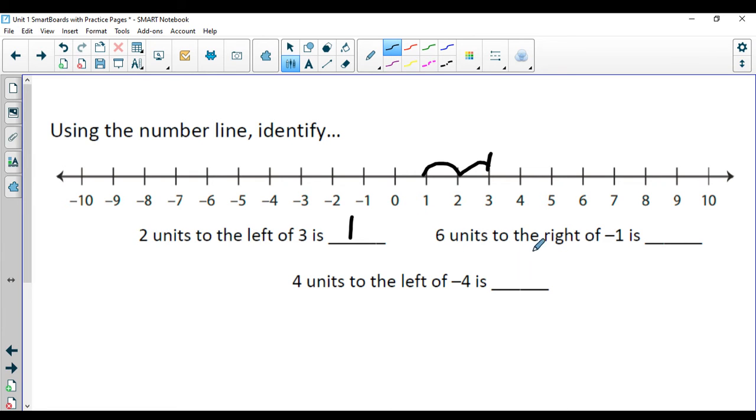The next one is 6 units to the right of negative 1. So we're going to start at negative 1 this time and go 6 units right. 1, 2, 3, 4, 5, 6, and that's going to go here and take us to the number positive 5. 4 units to the left of negative 4, so we're going to start down here and then go 1, 2, 3, 4 to the left, and that's going to go ahead and take us to a negative 8 then.